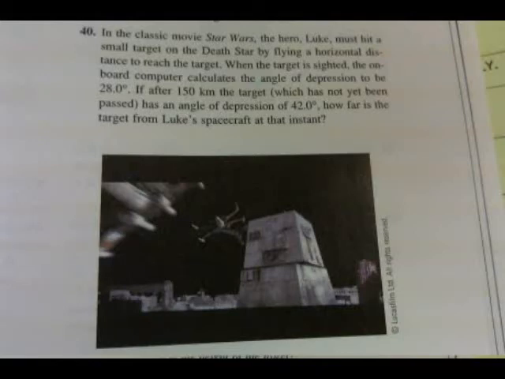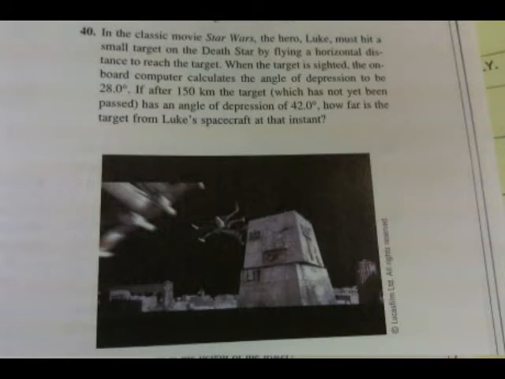Okay, here's a problem a friend sent me. In the classic movie Star Wars, the hero, Luke, must hit a small target on the Death Star by flying a horizontal distance to reach the target. When the target is sighted, the onboard computer calculates the angle of depression to be 28.0 degrees.